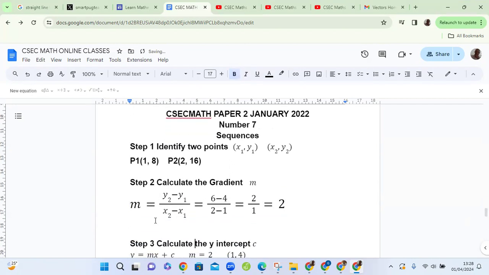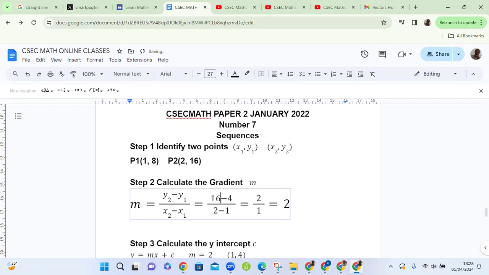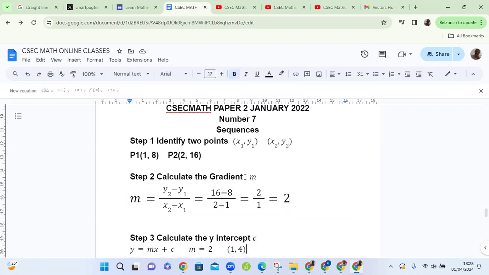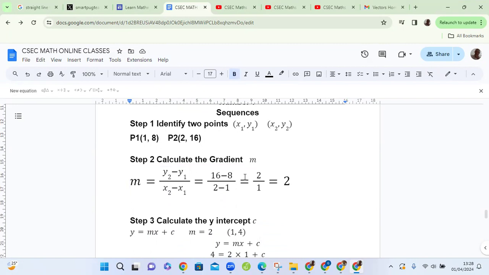Y2 minus Y1 over X2 minus X1, the formula for gradient. 16 minus 8 over 2 minus 1. 2 minus 1 is very common because we're using the first 2 points. Okay, so therefore 16 minus 8 is 8, and 8 divided by 1 is equal to 8. Now we need to find the y-intercept.